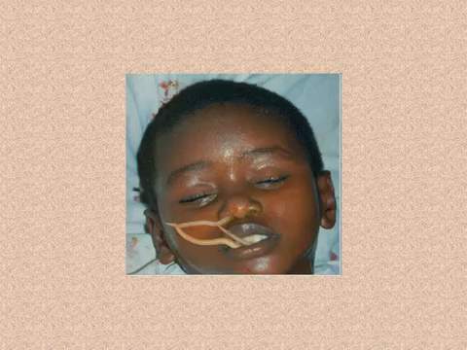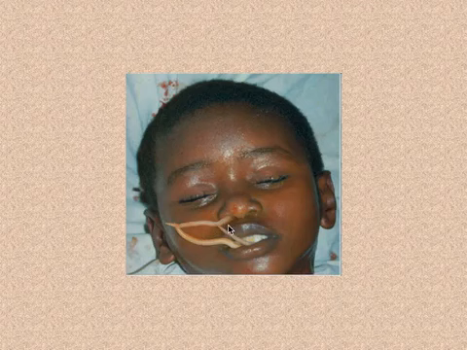So this is a picture. Hopefully it's not too disturbing. I try not to pick too disturbing of images, but these are the ascarid worms that have traveled up the throat from the lungs and are protruding out of the mouth of this child.